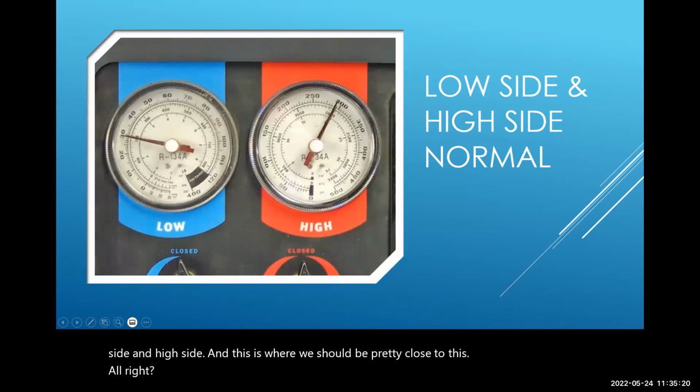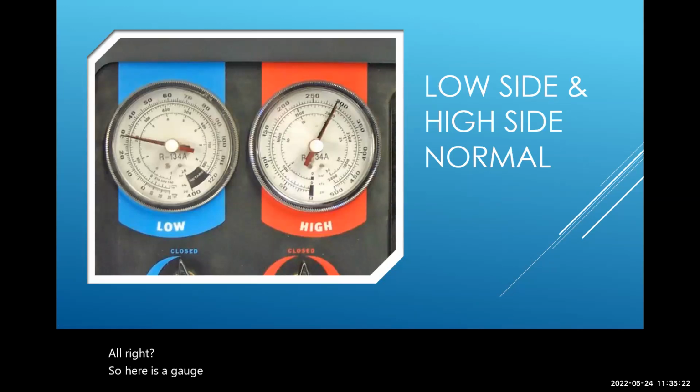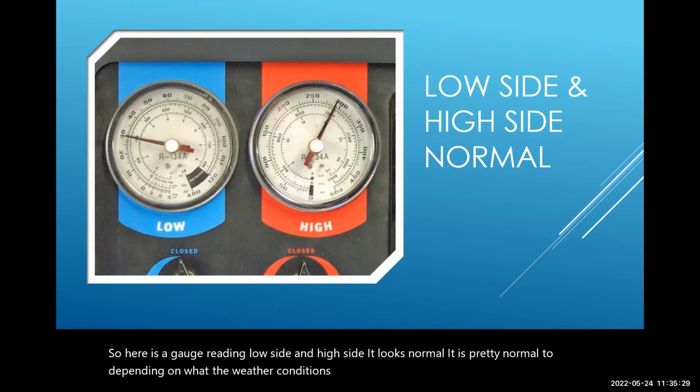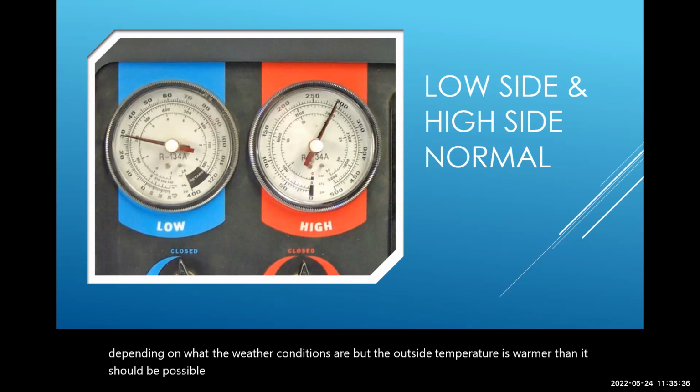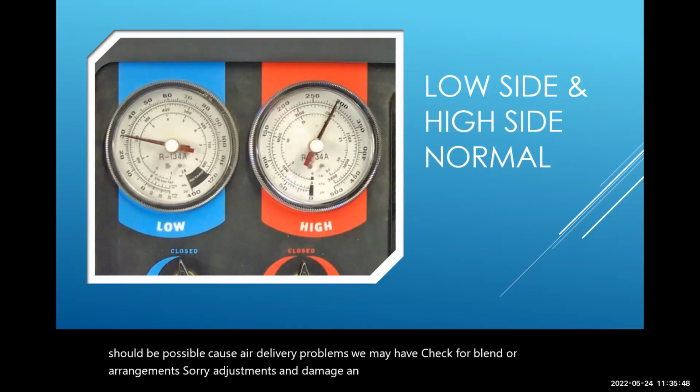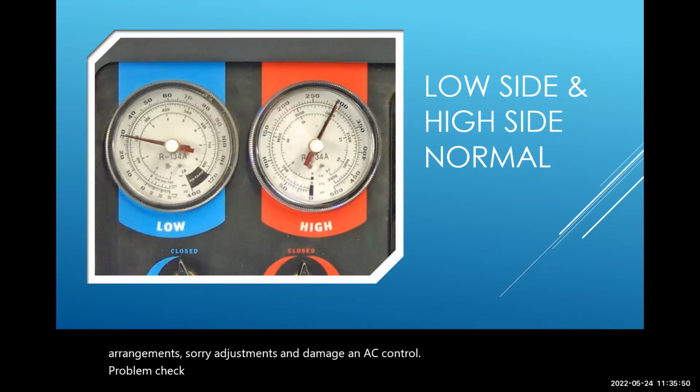So here is a gauge reading, low side and high side. It looks normal, pretty normal depending on what the weather conditions are. But the outside temperature is warmer than it should be. A possible cause, air delivery problems. We may have to check for blend door arrangements, adjustments and damage. An AC control problem, check for calibration, check for voltage, or vacuum sources.